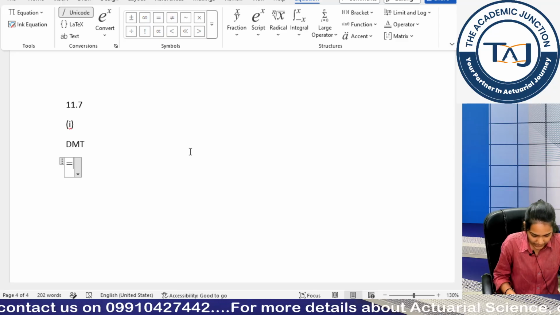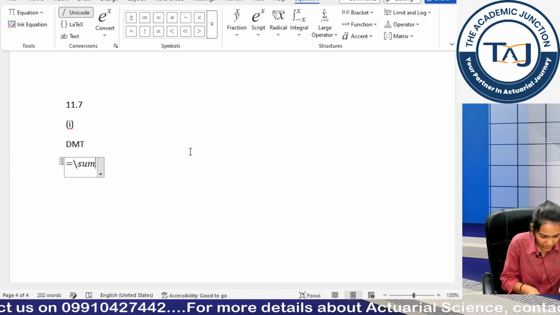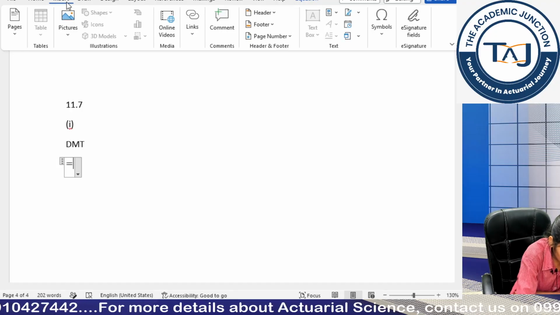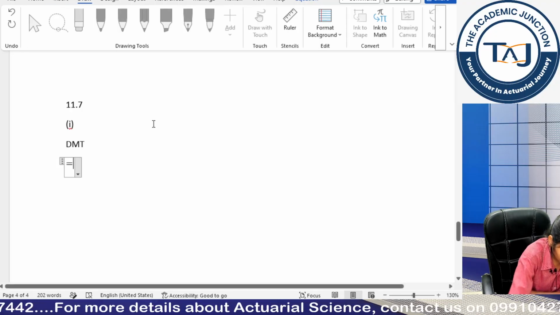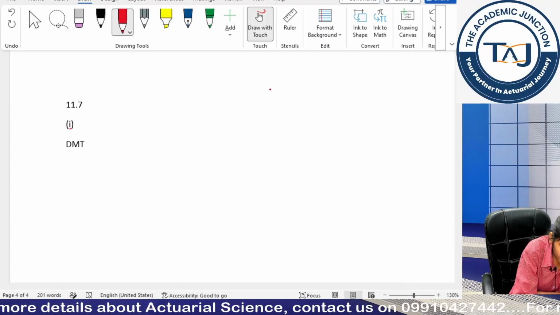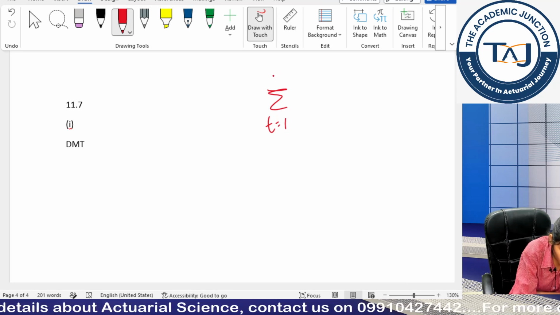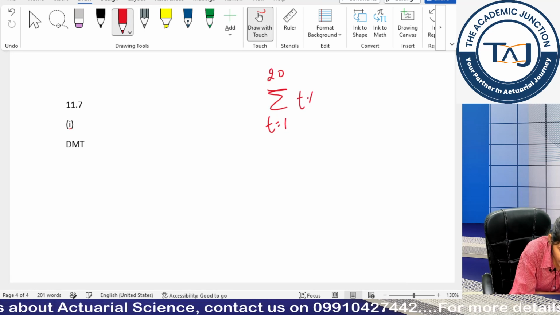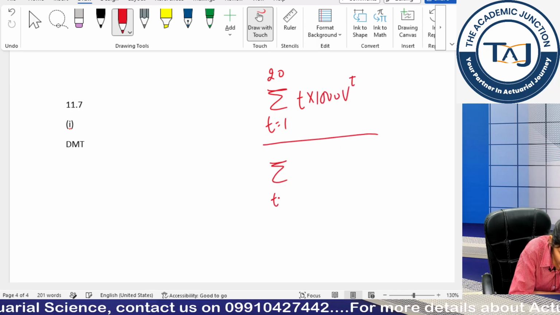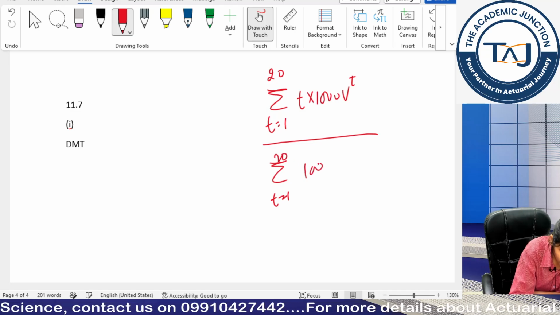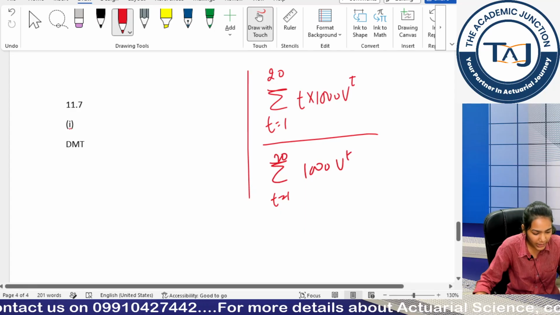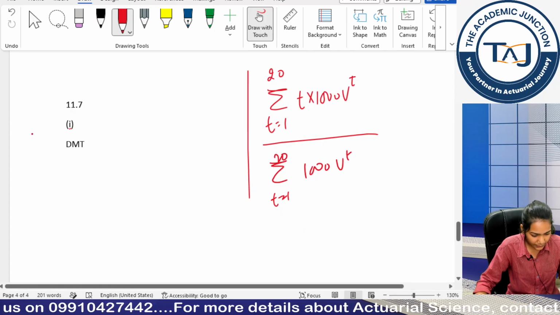Okay, so we have summation. Let me write the solution for you here, so that you know what exactly we have to write. My DMT would be the summation from t equals 1 to 20 of t times 1000 v^t, divided by the summation from t equals 1 to 20 of 1000 v^t. Okay, this is something we have to note down in our Word document.